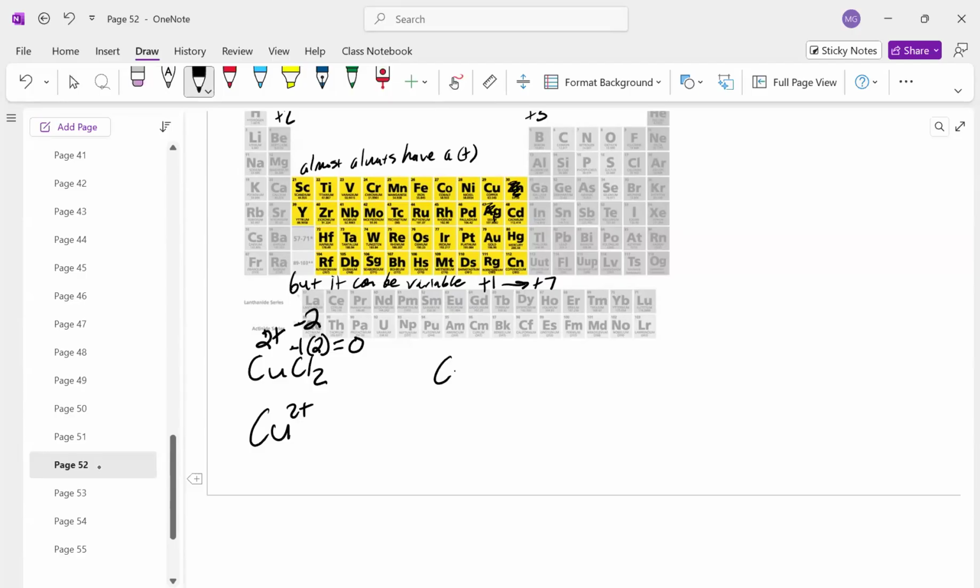Now let's compare that with this, CuCl3. Again, it's not an ion, so all the charges have to add up to 0, but I'm going to use the same process again. Chlorine has a charge of -1, and I have 3 of them. That means that's a total negative charge of 3. In order to balance out the -3, copper has to be 3 plus in order for it to add up to 0. So copper here has a charge of 3 plus.